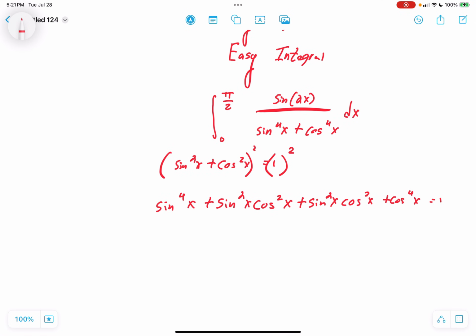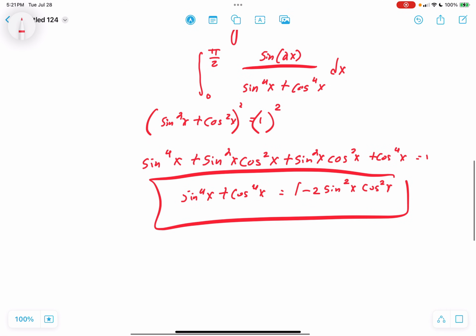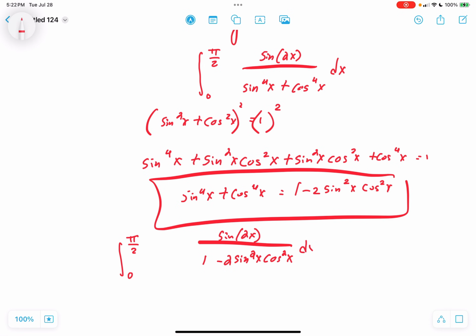And now when I solve for sine to the 4th x plus cosine to the 4th x, I get sine to the 4th x plus cosine to the 4th x equals 1 minus 2 sine squared x cosine squared x. So that right there is my identity. So now I can say I have the integral from 0 to pi over 2 of sine of 2x over 1 minus 2 sine squared x cosine squared x dx.